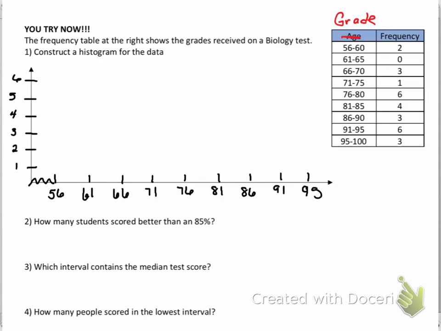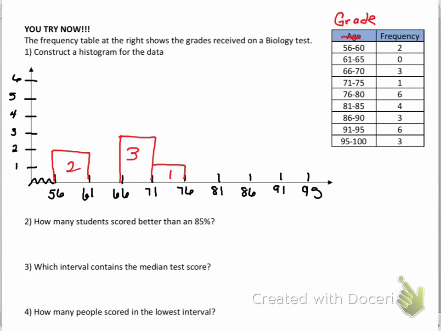For the first part of my histogram, looking at the range of 56 to 60, there was a frequency of 2 people. So I would put my first bar there. Then no one scored between 61 and 65, so I skipped that section. There were 3 people in the 66 to 70, so here would be 3. Then I've got 1 person scoring between 71 and 75. And then I've got 6 people in the range of 76 to 80.